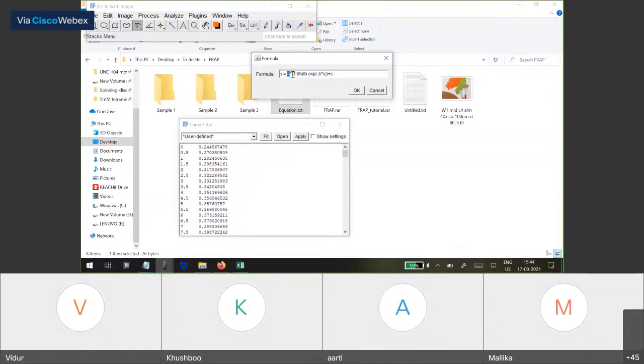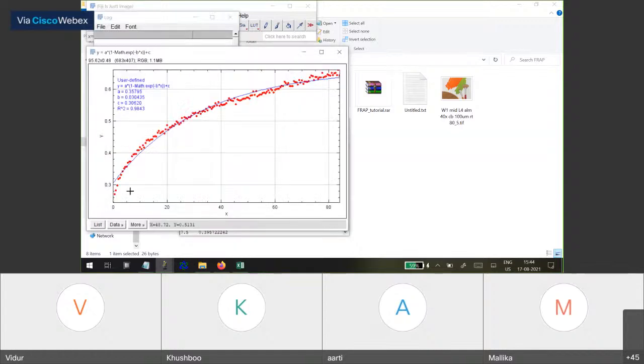A is your mobile fraction. Math.exp replicates the exponential e, and this is e to the power minus b into x, x being your time and b being your half-life tau. And C is just a parameter that indicates that you're not starting from 0, you're starting from some arbitrary value like 300, since we don't photobleach it completely to 0. And you just press OK, and your Fiji will automatically fit it.